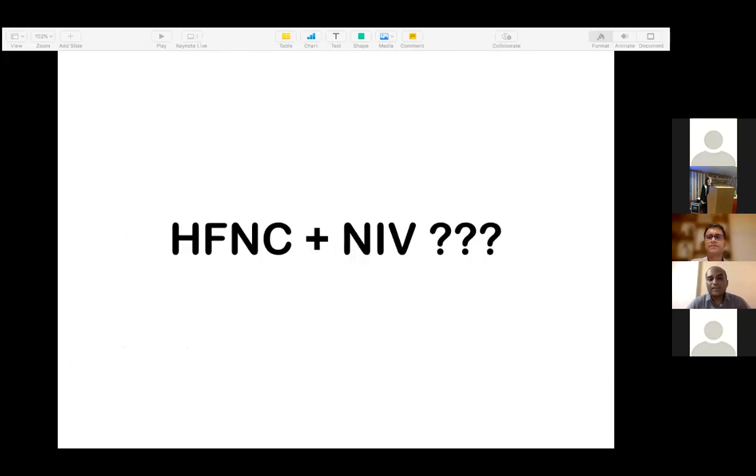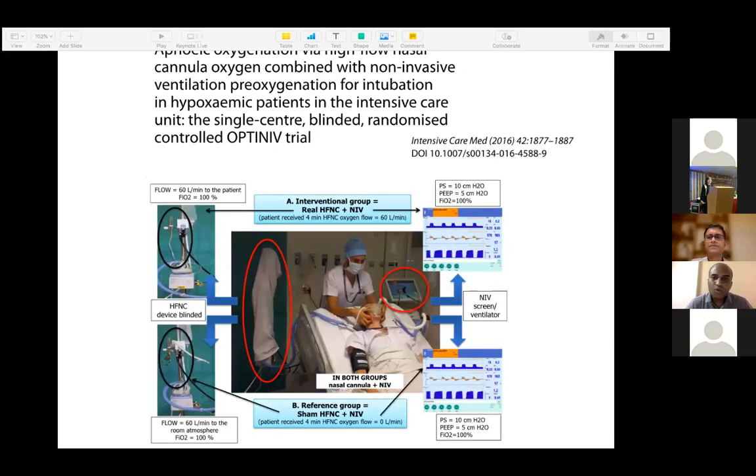Now, what about HFNC plus NIV? Can we combine these two to avoid intubation? Probably we are stretching these patients too much, but in certain scenarios you may need to do it, depending on the overall outcome of the patient or severity of the disease, also depending on the facility you have in your ICU. Do you have data?